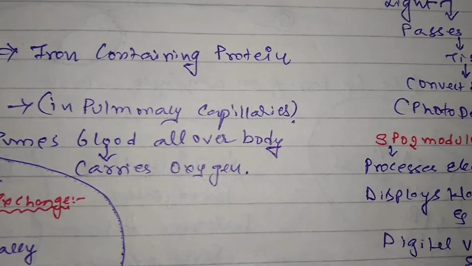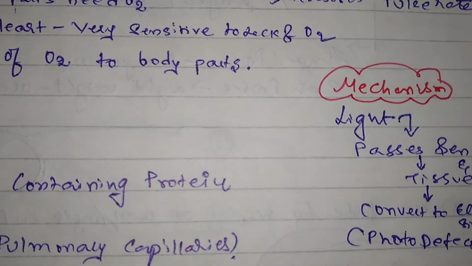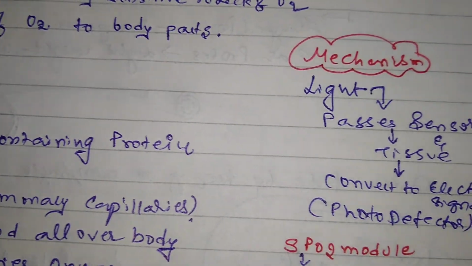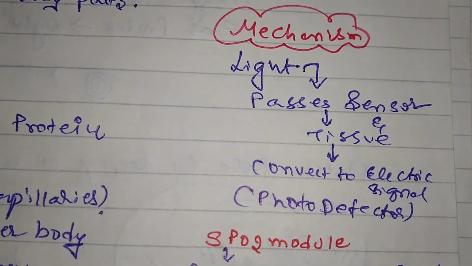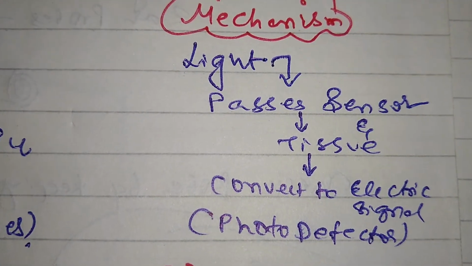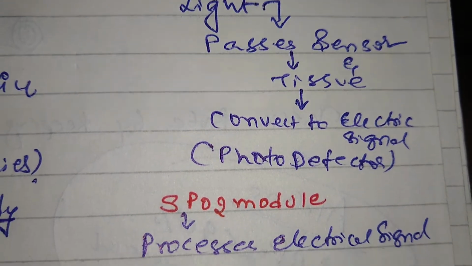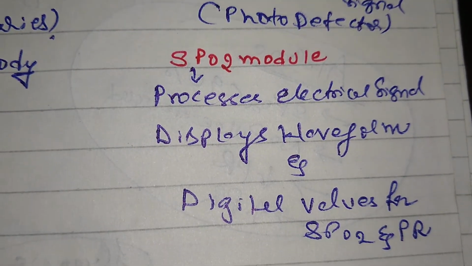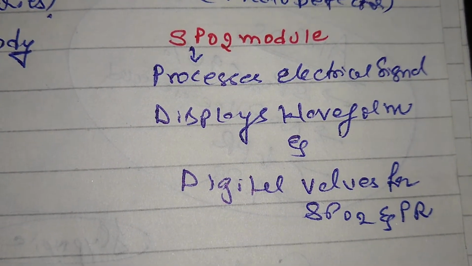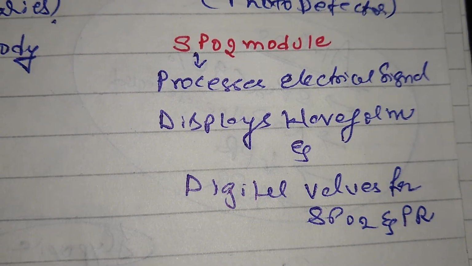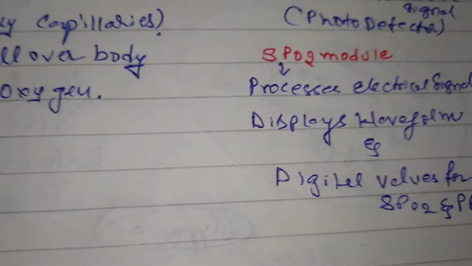How are we going to see the SpO2 monitoring? It works like this. Light passes through the sensor and then through the tissue, and it is converted to an electric signal by what is called a photodetector. There is an SpO2 module which processes this electric signal and displays the waveform and numerical values for SpO2 and PR on a monitor.